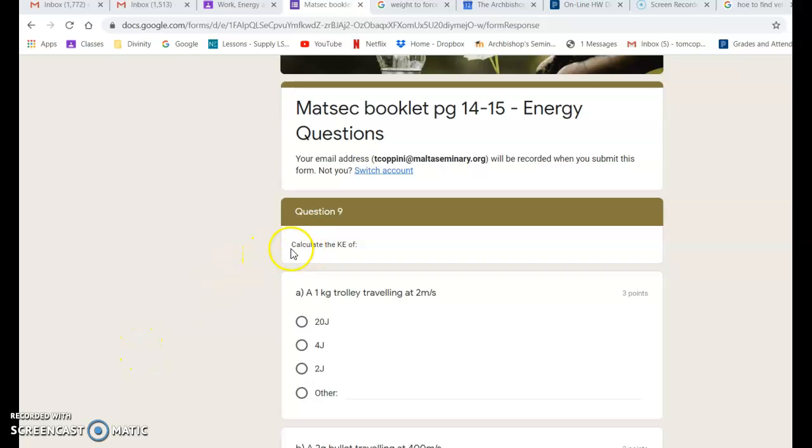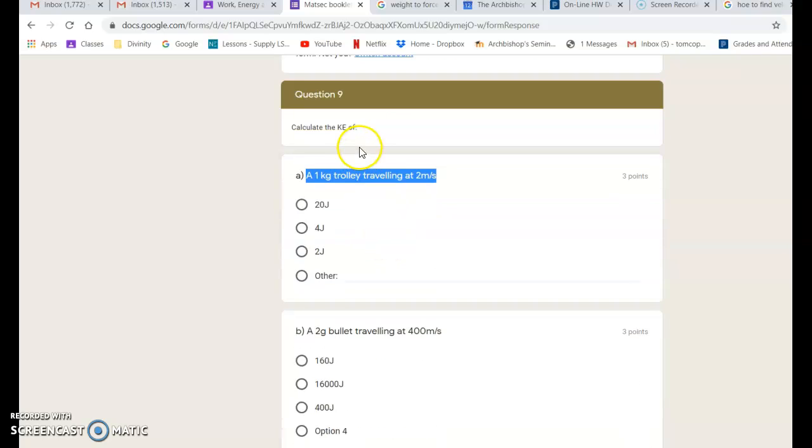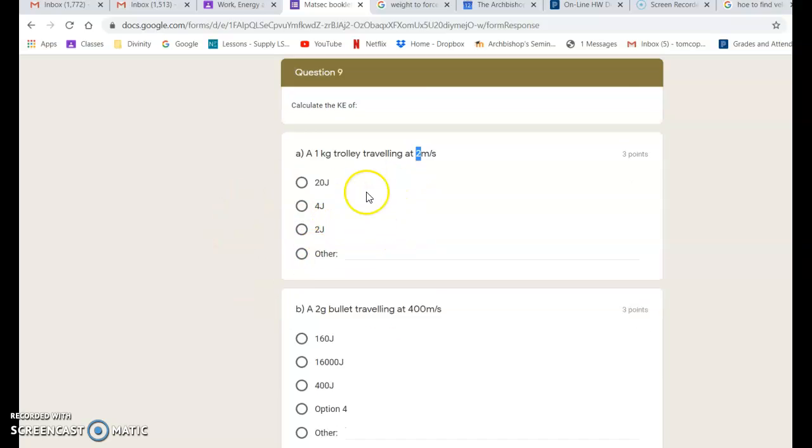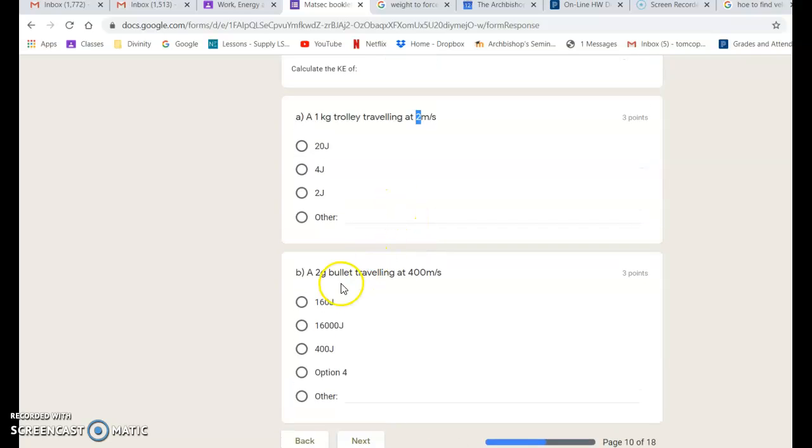Question 9. Calculate the kinetic energy of a 1 kilogram trolley traveling at 2 meters per second. Now you know that kinetic energy is equal to half times mass times velocity squared. So half times the mass, 1, times velocity squared, 2 squared. And you work it out and the answer should be either one of these four. Now, calculate the kinetic energy of a 2-gram bullet traveling at 400 meters per second.